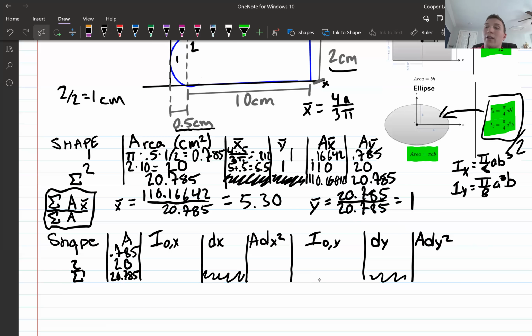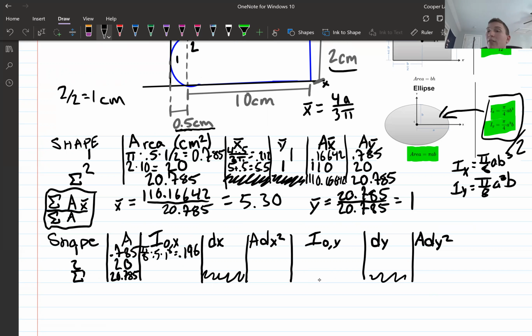So now we can start working on getting our inertias. First things first, we're going to calculate our pi divided by 8 times our alpha times our beta cubed. We already know that our beta is going to be 1, so we can erase this and rewrite that as 1, and 1 cubed is still going to be 1. Our alpha, though, is going to be 0.5. So when I multiply all this out, I'm going to get a value of about 0.196.